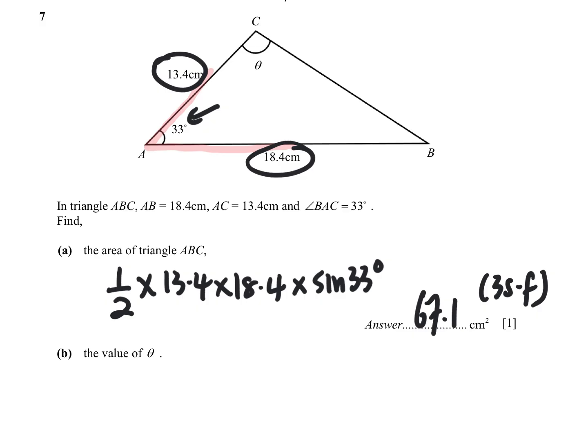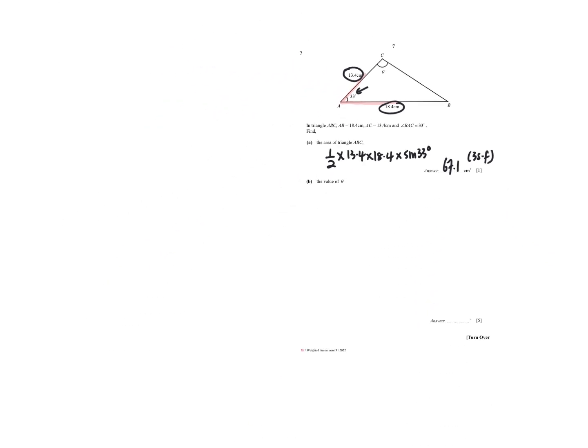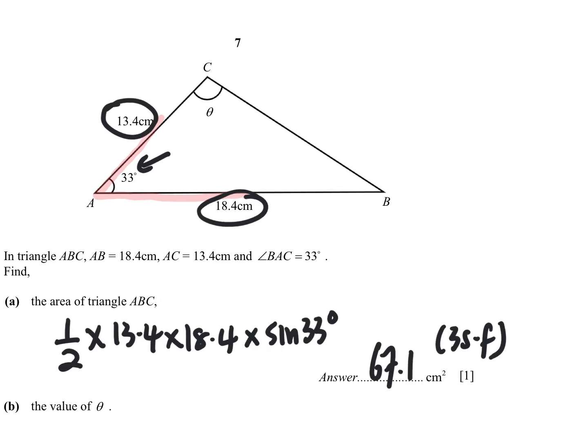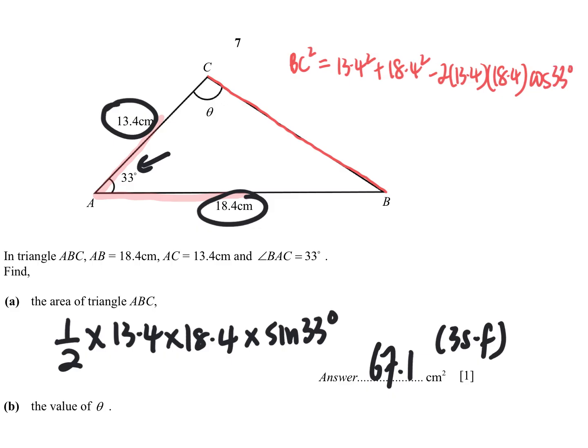Okay, next one. I want the angle. So what can I use to find the answer? It is 5 marks. Use cosine rule and find the length of CB first. So BC squared is A squared plus B squared minus 2 times the product of two numbers, cosine of the angle between. So do a square root.